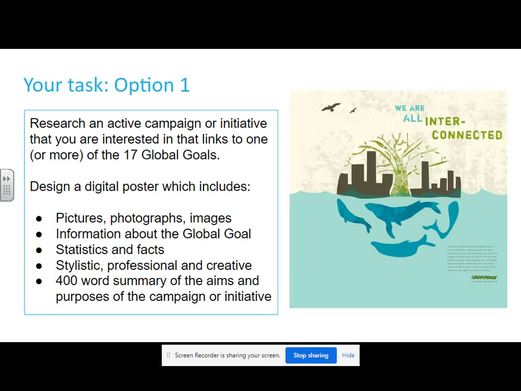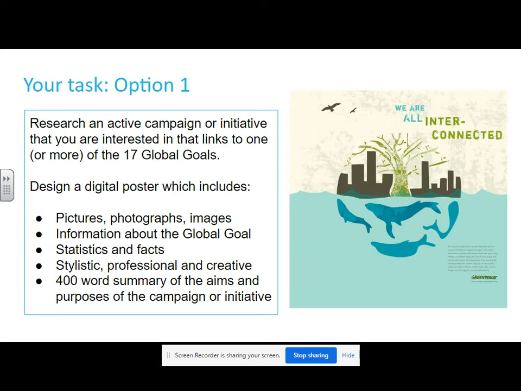Your task is to research an active campaign or initiative that you're interested in. It could fall under the SDGs remit or umbrella directly, or it could be a campaign that just links to the 17 global goals. I'd like you to try and think more specifically. Which goal are you interested in and what sort of campaigns are out there already?